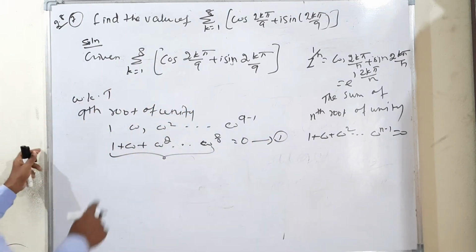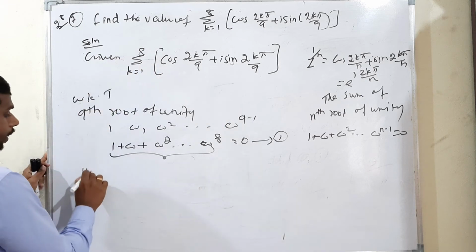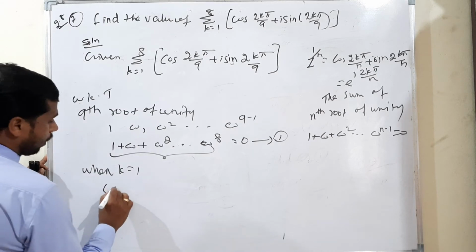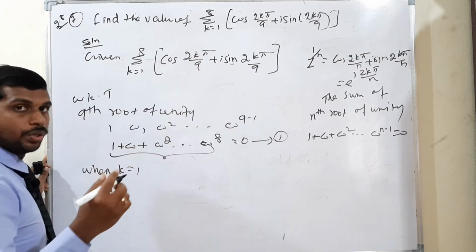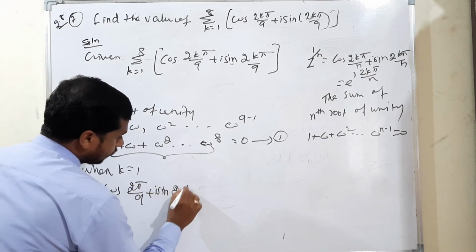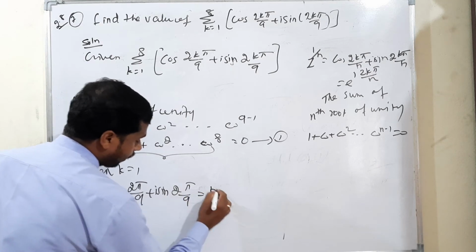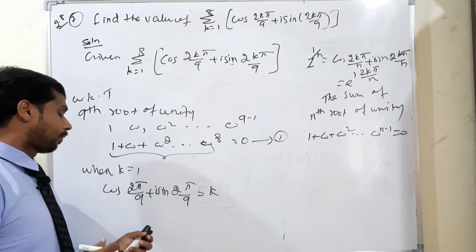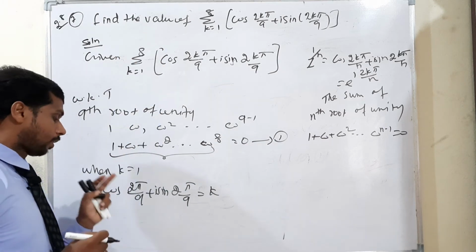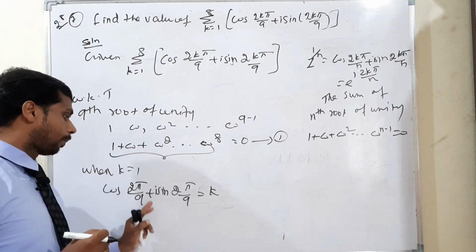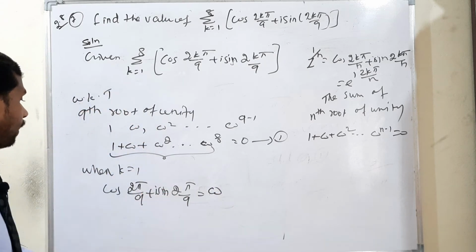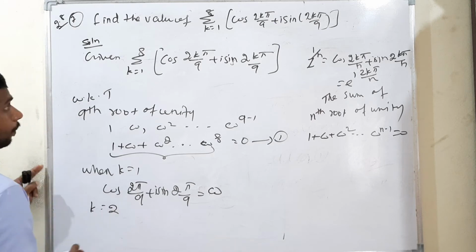Then the given condition is k equals 1 to 8. When k equals 1, we apply 1 for k: cos 2π/9 plus i sin 2π/9. Many questions consider finding the nth roots of unity like this. So cos 2π/9 plus i sin 2π/9 is equal to ω.